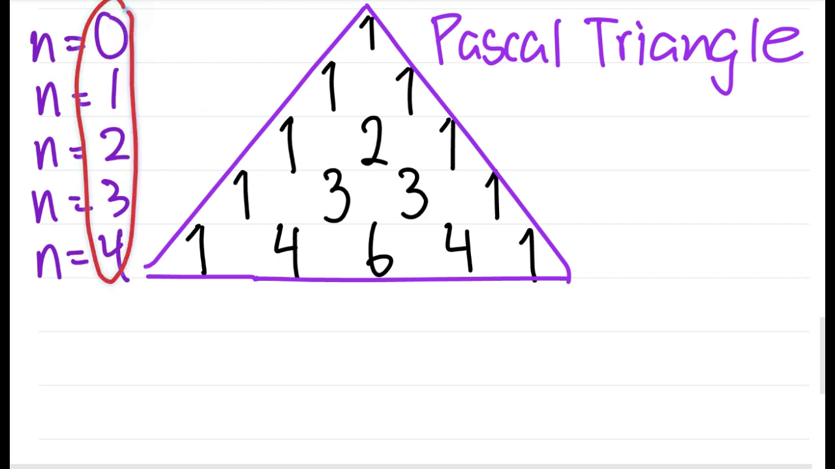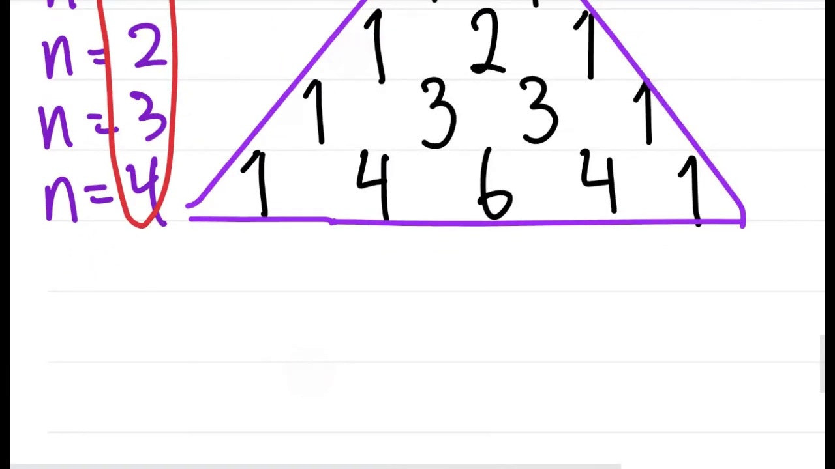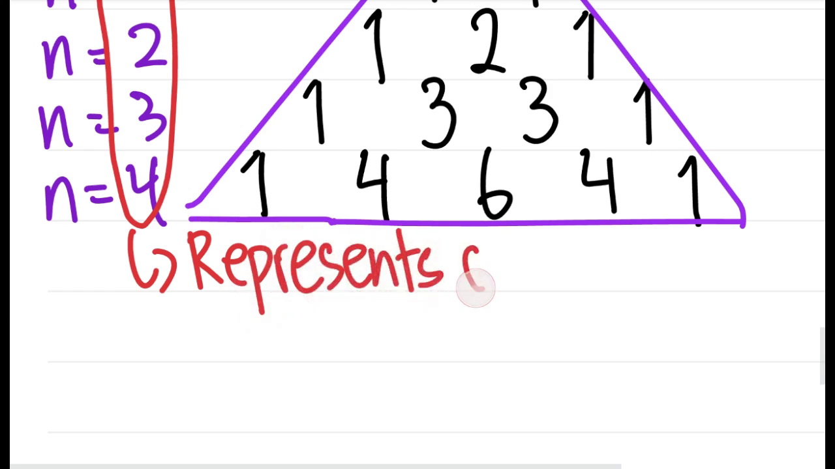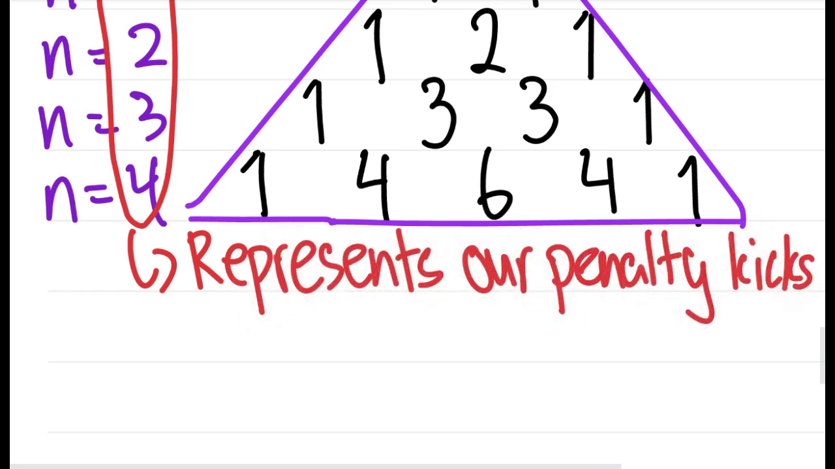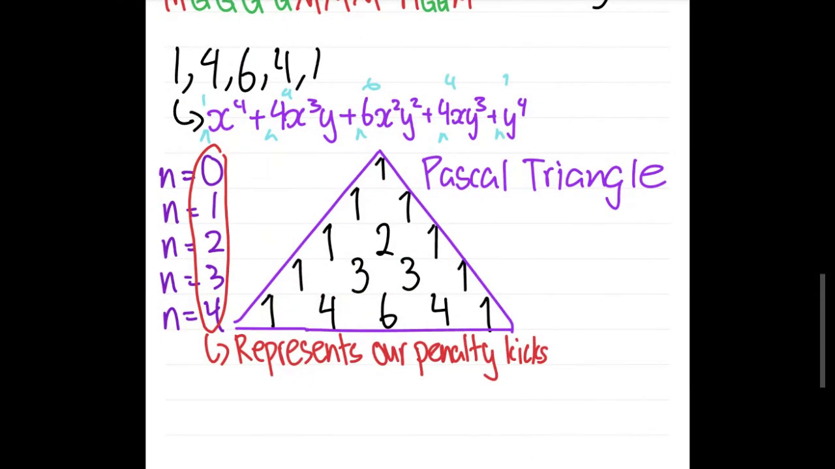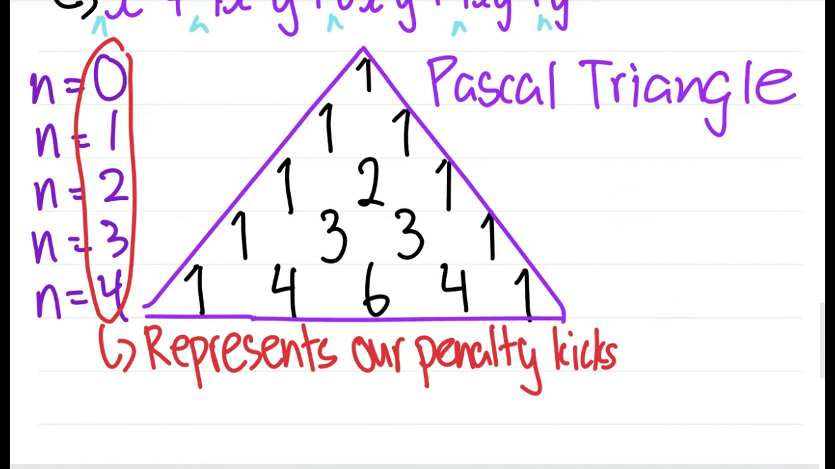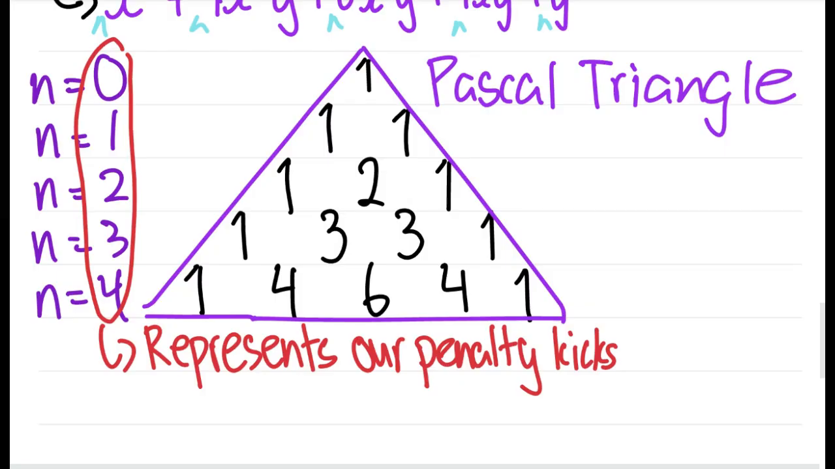These numbers here represent our penalty kicks. So when the penalty kick is zero, of course, there's only one possibility. Then, if our penalty kick is one, we have two possibilities. Our penalty kick is two, we have four possibilities. If it's three, we have eight. If it's four, we have 16 possibilities. Sorry.